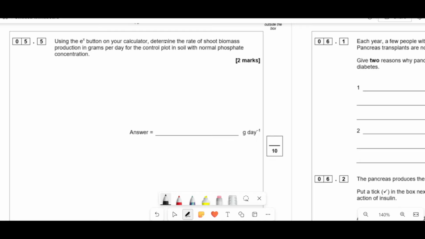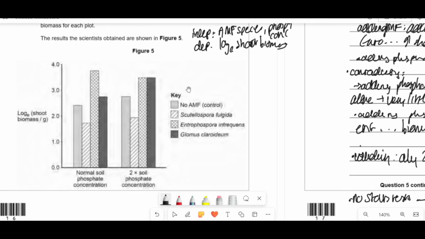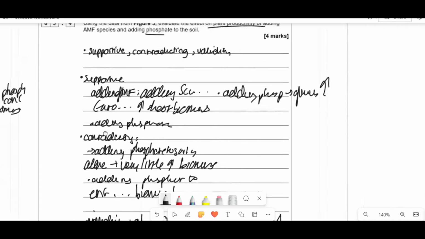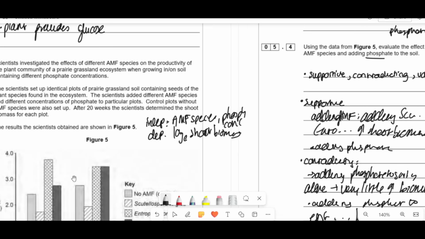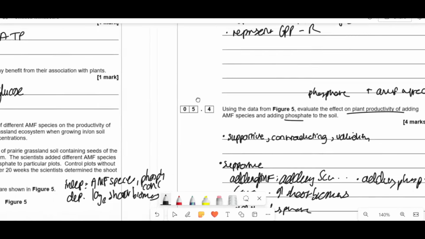Using the E to the x button on the calculator, determine the rate of shoot biomass production in grams per day for the control plot with normal phosphate concentration. So if we go here, normal phosphate concentration is the soil plot, right? So in this case, we have got 2.4. So the log E value is 2.4. So then the actual amount, the shoot biomass production, is going to undo a log, you would do e to the log value, right? So in this case, it's going to be e to the 2.4, which gives us 11.023, right?